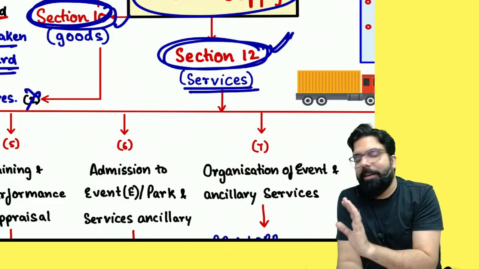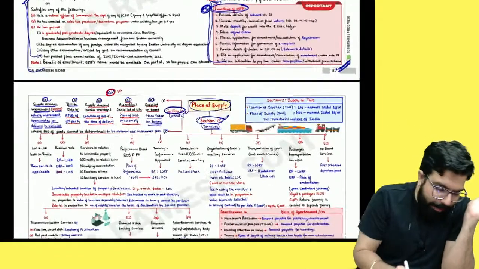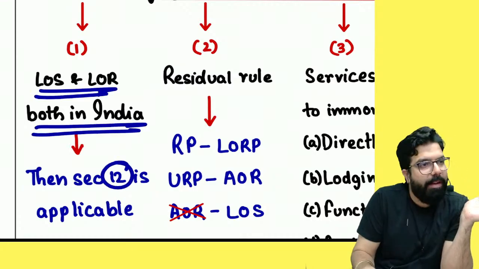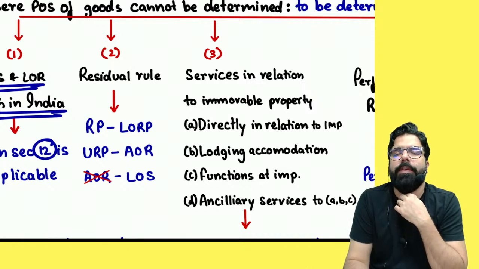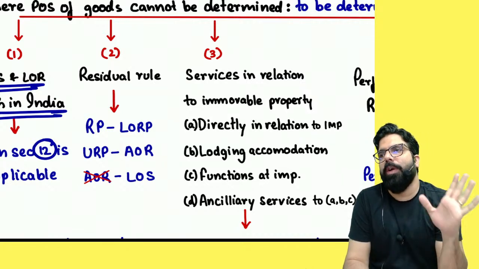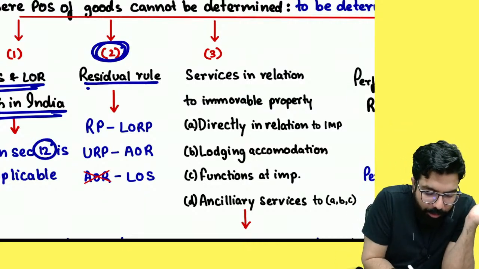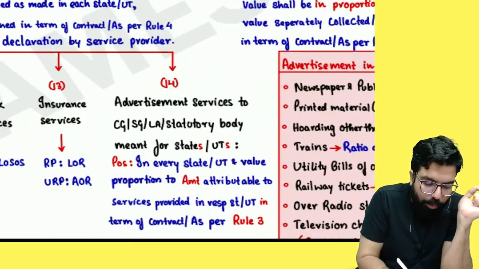When is section number 12 applicable? When supplier and recipient both are in India, then section number 12 is applicable. How will you find out place of supply when supplier and recipient both are in India? By applying section number 12. Are we clear? Next.